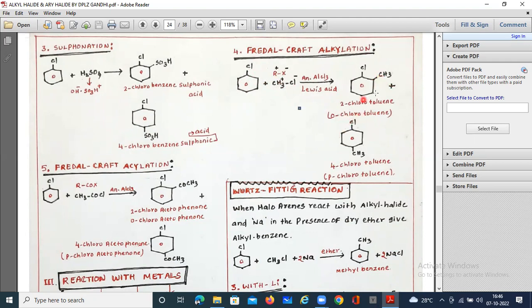Likewise, what type of compound is obtained? 2-chlorotoluene, otherwise ortho-chlorotoluene, and para-chlorotoluene is obtained. So this is the Friedel-Crafts alkylation.